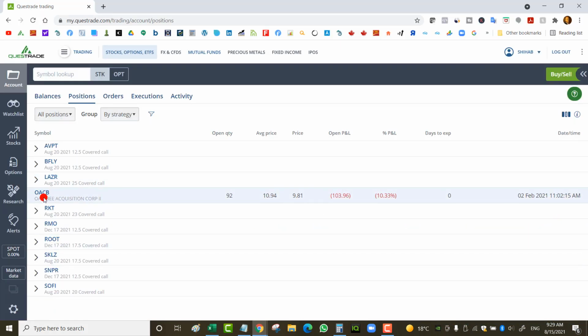And then I've got this SPAC, there's nothing to say. It was a mistake and I'm just waiting for the SPAC to come back up to at least my cost basis, and I'll close it at cost, I don't care.